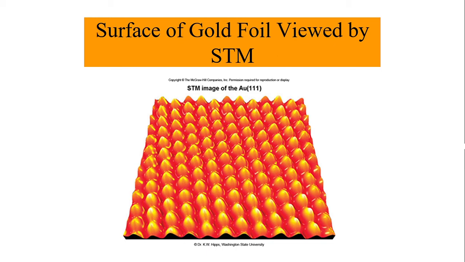spherical, almost spherical objects, and these are actually the atoms. Now remember, these are not the atoms themselves. This is an image generated by scanning the surface of the foil of gold metal. But it essentially proved that the model was correct and that atoms are, in general, spherical in shape.